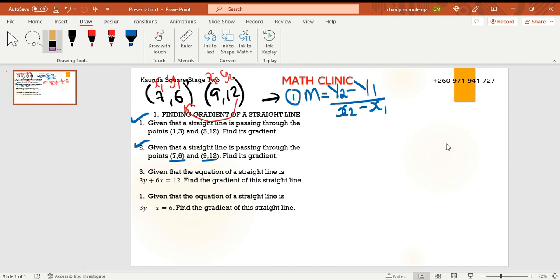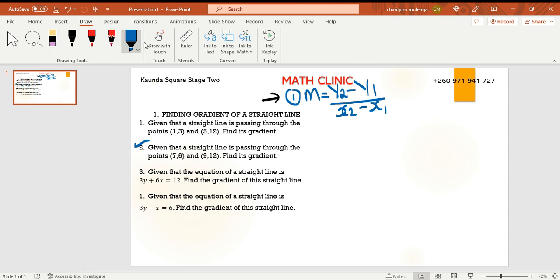Okay. So this is how you calculate the gradient if you are given two pairs of coordinates, such as question 1 and question 2. Now let us see how we can find the gradient.